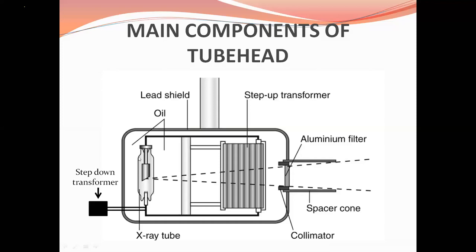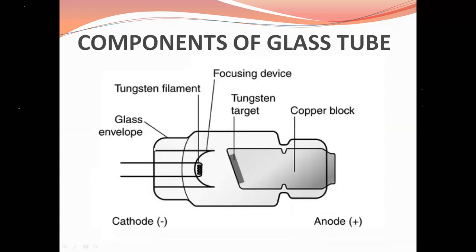Since this portion is generating X-rays in all directions, you need to somehow focus or limit the X-rays exiting this tube head to just this portion over here. So in order to protect the patient, the doctor, and the auxiliary staff from X-rays, this whole tube head portion is closed around in a lead shield, so that any X-rays exiting this tube head are only from this portion over here. Now, like I said, the main thing of interest to us is this X-ray tube over here. So let's zoom in to this and see what we have.